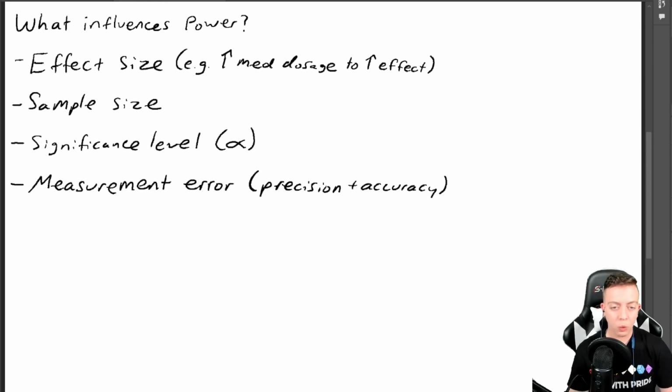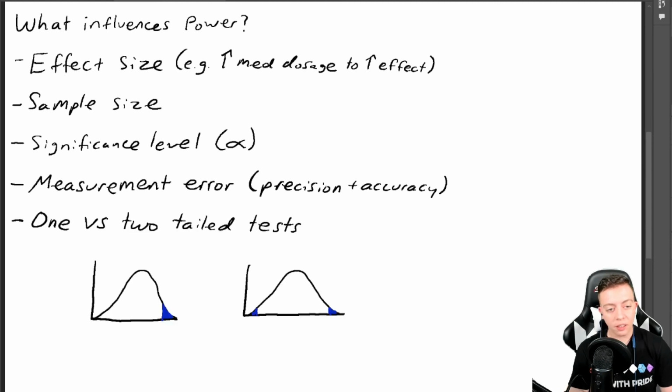Measurement error, of course. Precision and accuracy. If I have error in my study, if I have error in the way I measure my data, that could increase power because I could potentially detect a difference that's not there. That is influential.